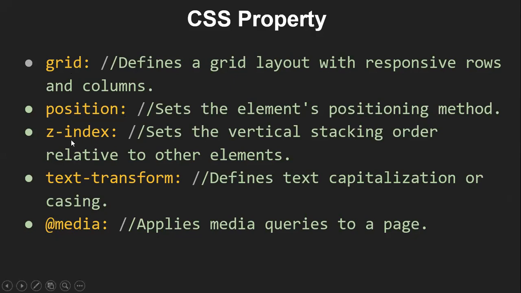The Z index is used to set the vertical stacking order relative to other elements. This example can be related to when you have a set of playing cards. All of us here know what we call the cards. This is Jack, Queen, these sets of cards. Now, when you stack them on each other, we can also stack elements on each other using Z index.